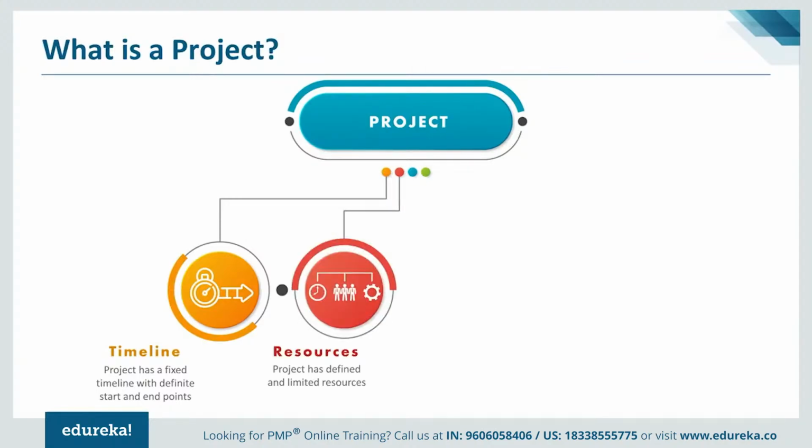Apart from that, a project will always consume certain resources. Now when we talk about resources on a project, the project will consume not just human resources, but also material resources, or for that matter any other resources associated with the project. It could be money, it could be human resources, it could be material resources. Depending upon the type of project, the kind of project that you're working on, the resources will be involved.